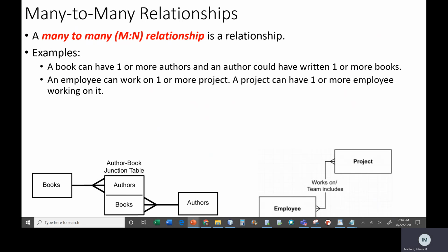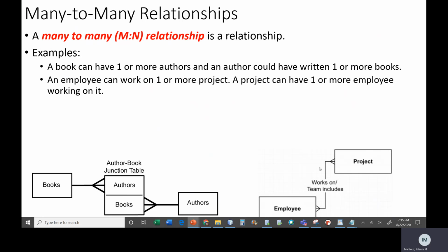Another example is if you are an employee and you're working on a project. Usually when you work on a project, you work in teams. So we would say an employee can work on many projects. Now that many can be 0, 1, or more, but we'll just say many for now to simplify things. So an employee can work on many projects. And at the same time, a project includes many employees. So that would be considered a many-to-many relationship.